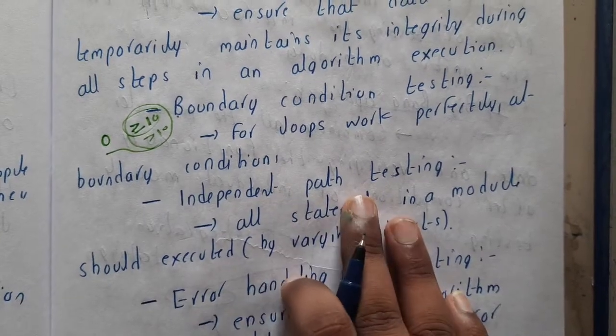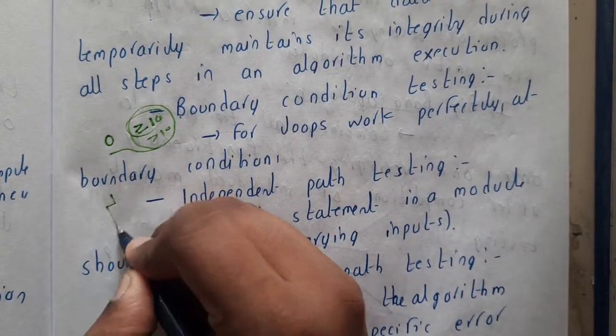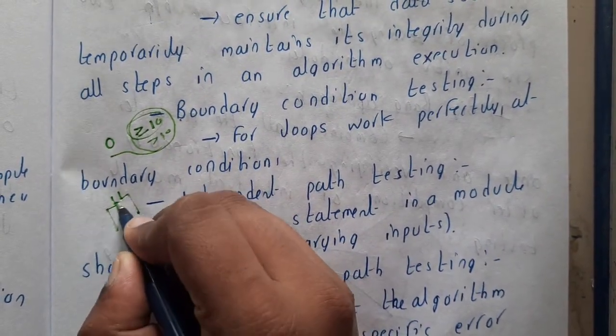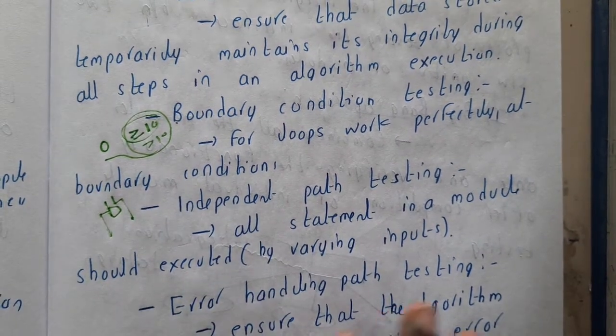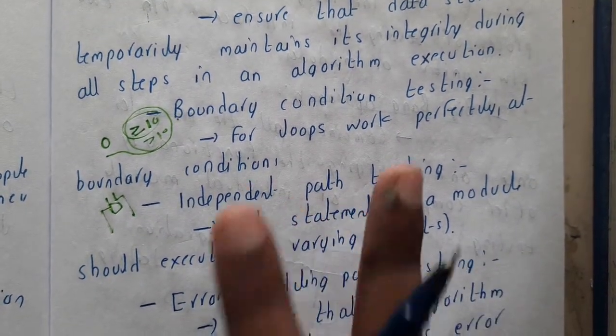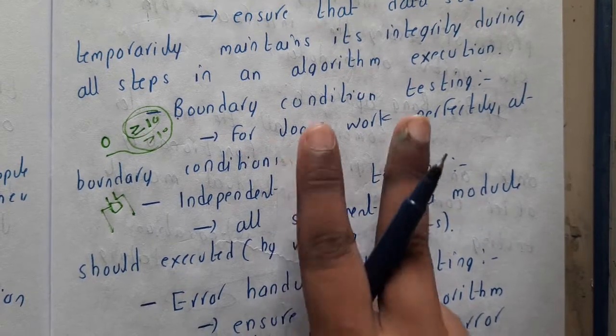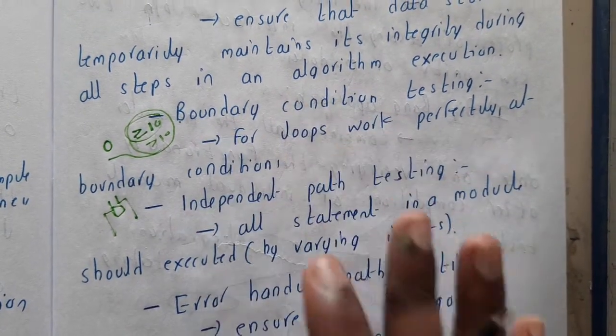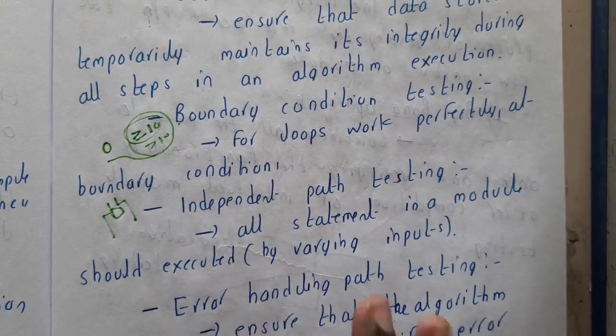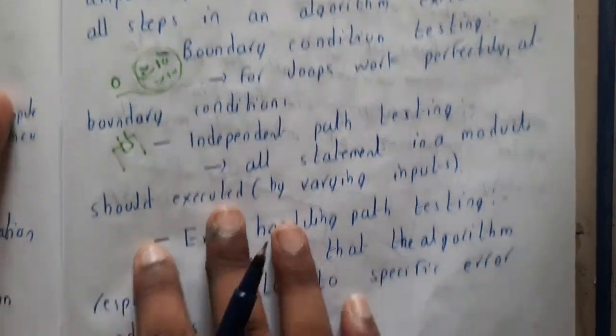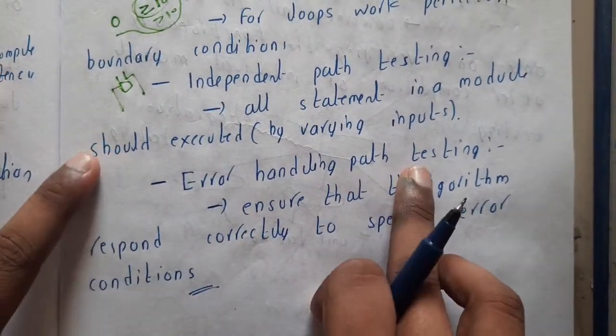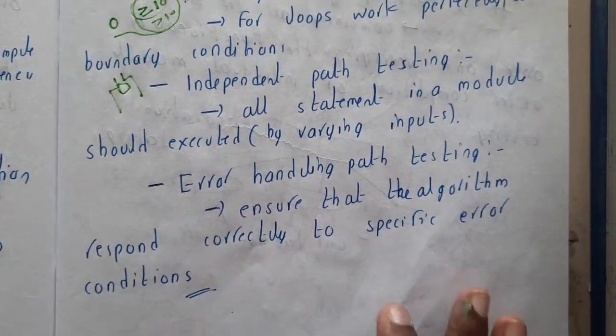Independent path testing. Basically there will be multiple paths for a program, guys. Whenever there is a particular decision, there are multiple paths. With a single decision we'll get 2 different paths, and with 2 decisions we'll get 4 different paths. We'll be discussing these paths also in our future lectures, so don't worry about that. Then error handling, path testing: based on this path testing, you'll be handling the errors also.